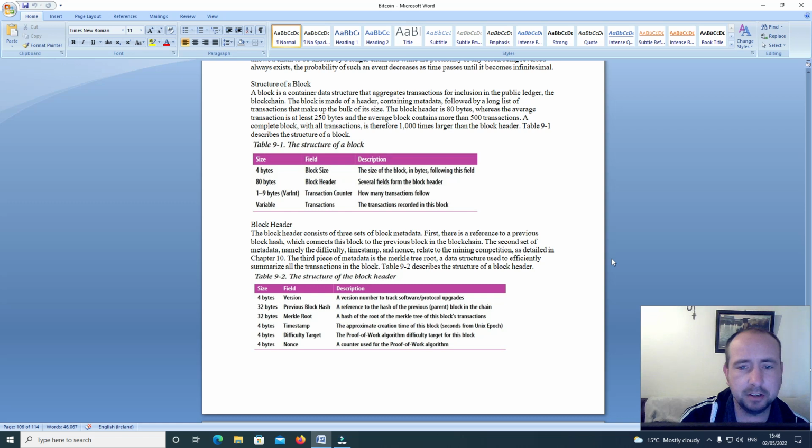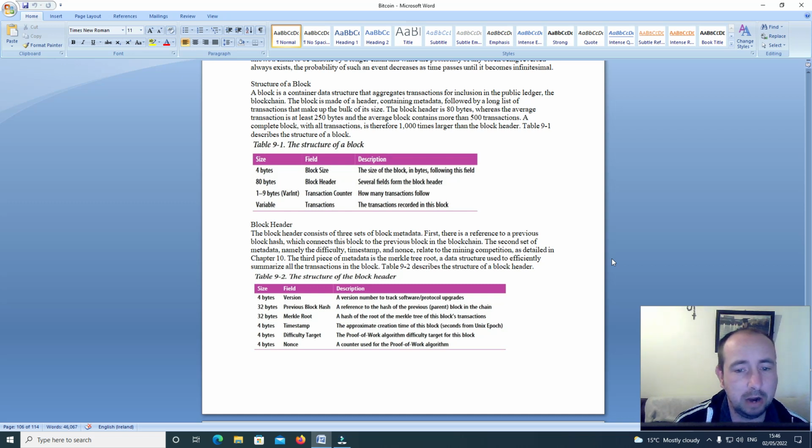The block header is 80 bytes, whereas the average transaction is at least 250 bytes, and the average block contains more than 500 transactions. A complete block with all transactions is therefore 1000 times larger than the block header. Table 9.1 describes the structure of a block. Size, 4 bytes: the size of the block in bytes following this field. Block header, 80 bytes: several fields from the block header. Transaction counter, 1 to 9 bytes: VarInt.